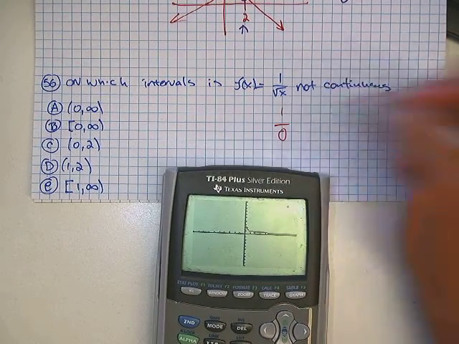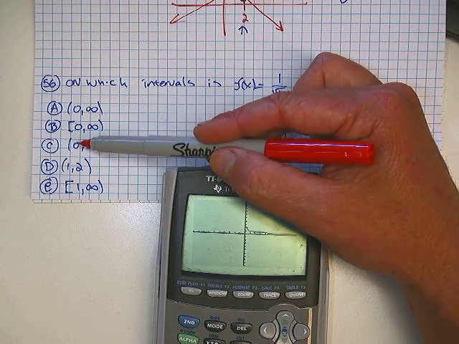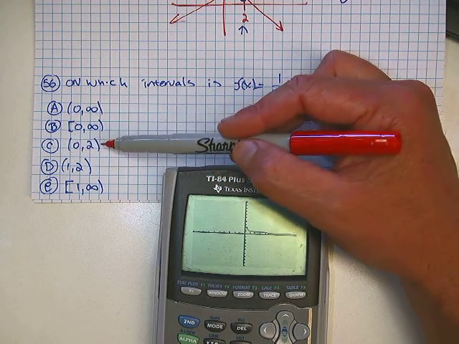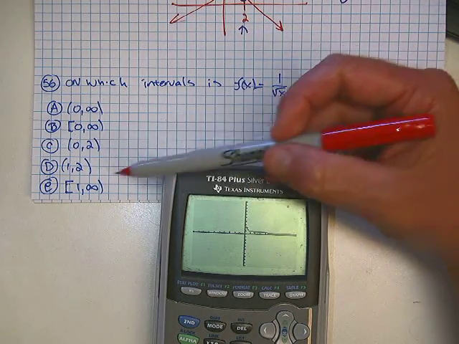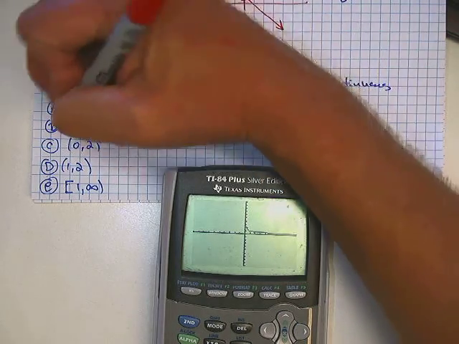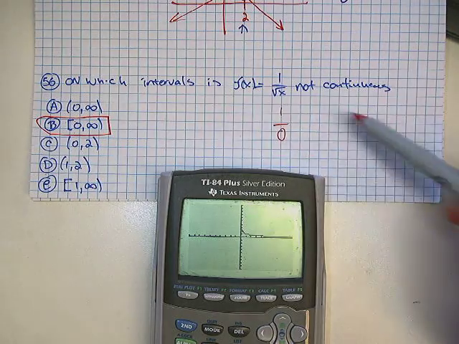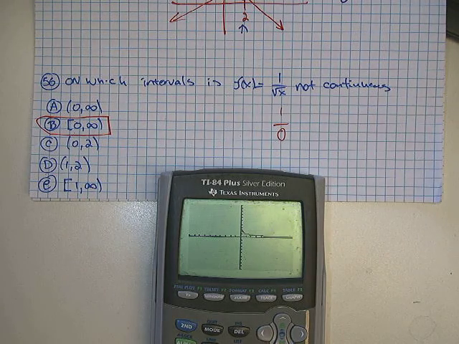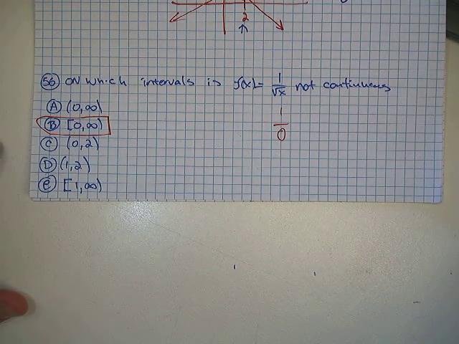From 0 closed, see how this one's closed right here? If we plug in a 0 into here, we get 1 divided by 0, which is undefined. From 0 to 2, it's open at 0, so that means you don't have to plug in the 0. Open at 2, so you don't have to plug in the 2, but everywhere in between 0 and 2, it is continuous. Same with 1 to 2 and 1 to infinity. So our answer is going to be B, because you can't include 0 on this function.